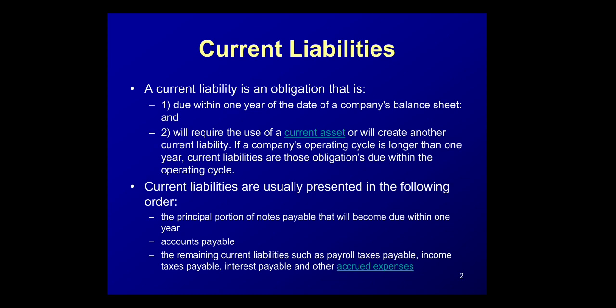But see here, the next thing after notes payable is accounts payable. So first you have to show notes payable, and then second the accounts payable, and then the next thing you have to show is current liabilities like payroll tax payable, income tax payable, interest payable, and other accrued expenses. So this second point in this slide says current liabilities are usually presented in the balance sheet in the following order. Okay, when you prepare a balance sheet, you have to list all the current liabilities.